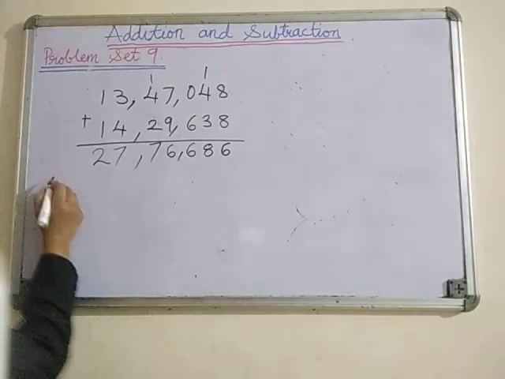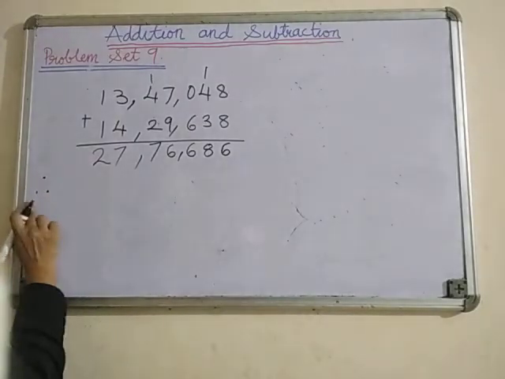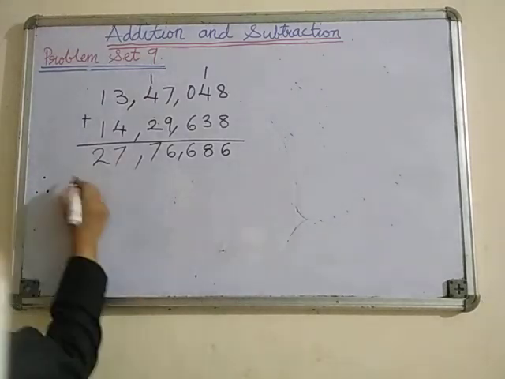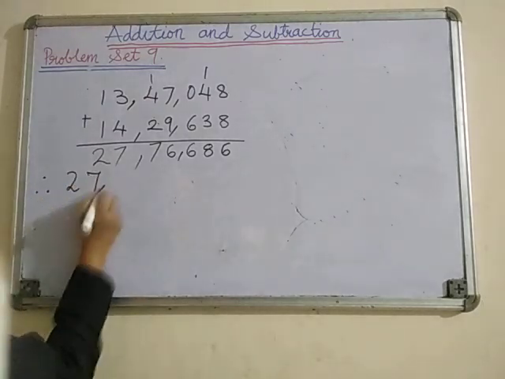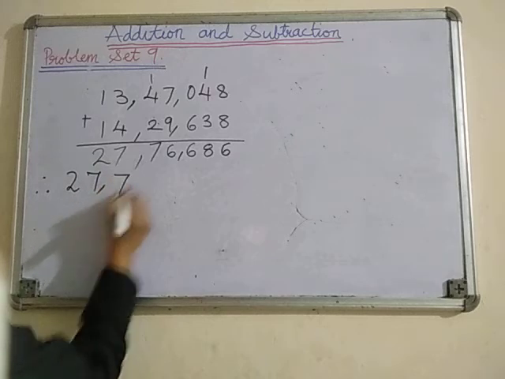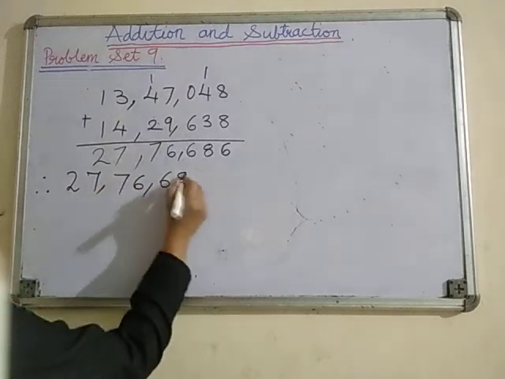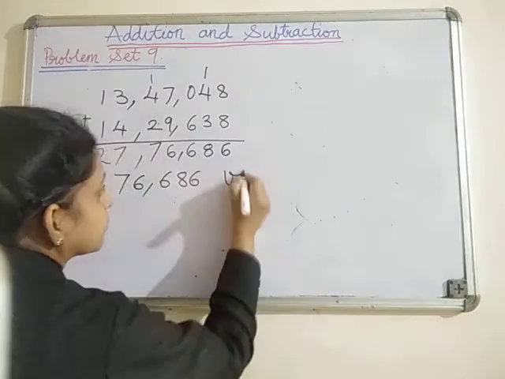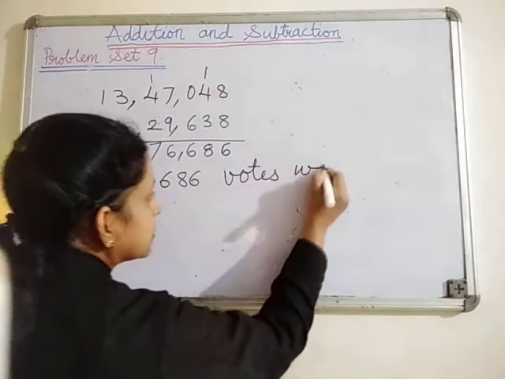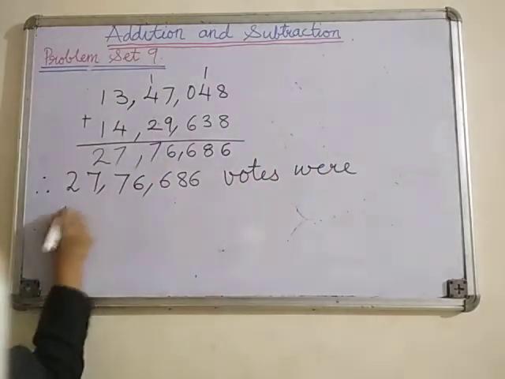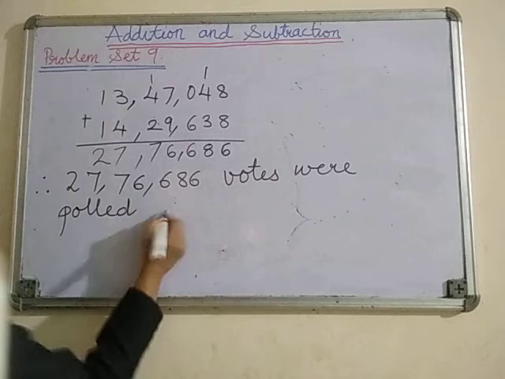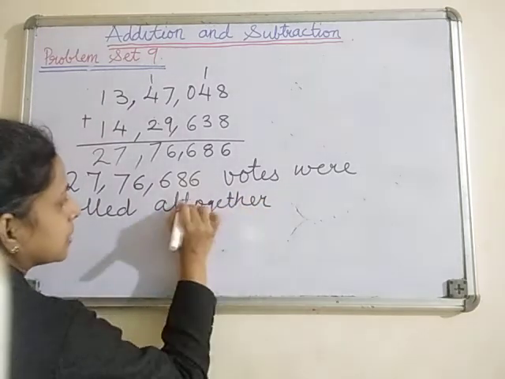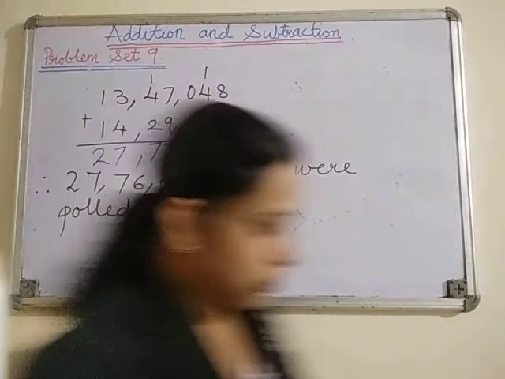Okay, so what will you write? Therefore, okay, I mentioned to you what is the symbol. This symbol of 3 dots is therefore. So therefore 27 lakh, 76,686 votes were polled altogether. So this is how you are supposed to write in the form of a statement. Fine. So this is the first problem.